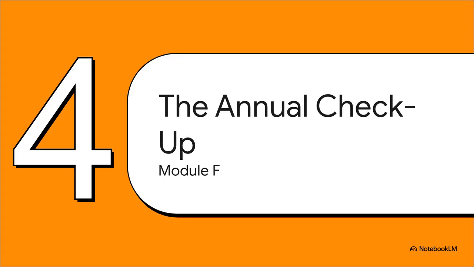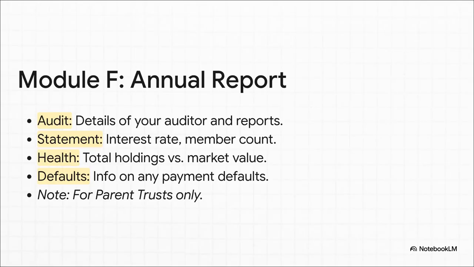Okay, so we've nailed the one-time setup and the monthly rhythm. Let's move on to the final piece of this puzzle, the annual checkup. This is Module F, and you can just think of it as the trust's big, yearly financial health report. Module F is basically where you wrap everything up for the year. It's where you report your audit details, officially declare the interest rate you're giving your members, and give a full report on the financial health of the trust, what it holds versus its market value.